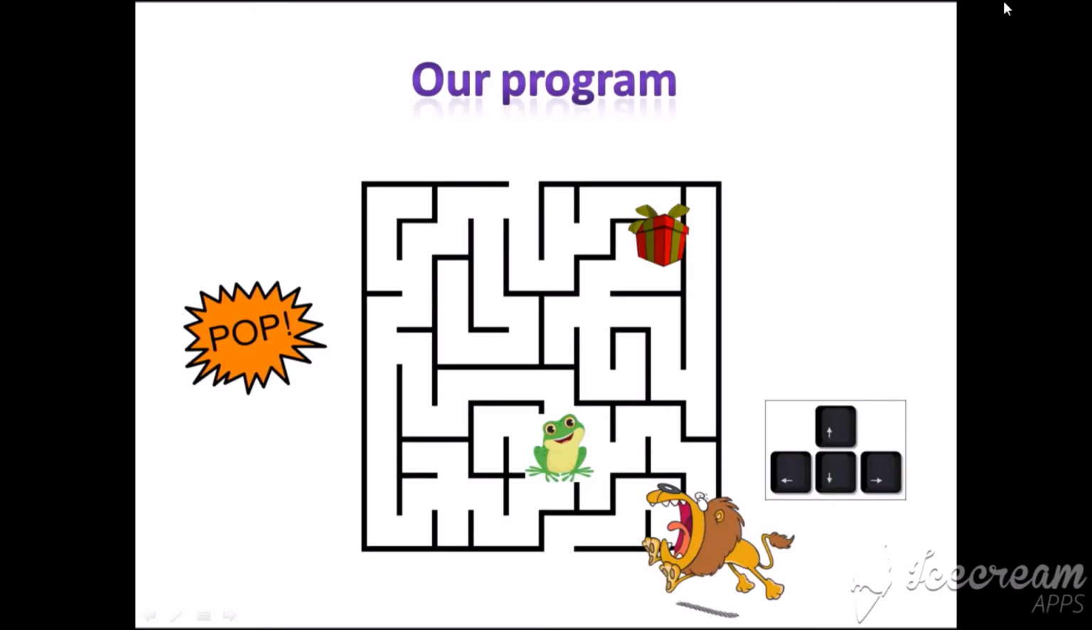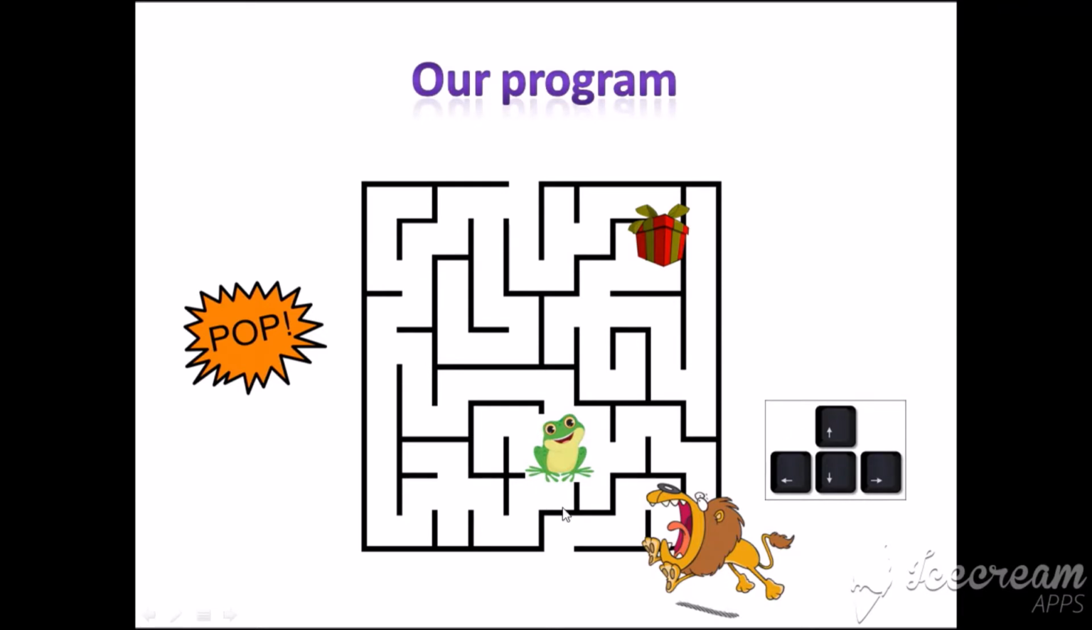We have started our game to make the frog touch the prize. And when it touches the prize, it will make a pop sound. Then we have added a maze. We called it a backdrop. The frog should move around the maze to reach the prize. If the frog touches the black line, it will turn and stop.